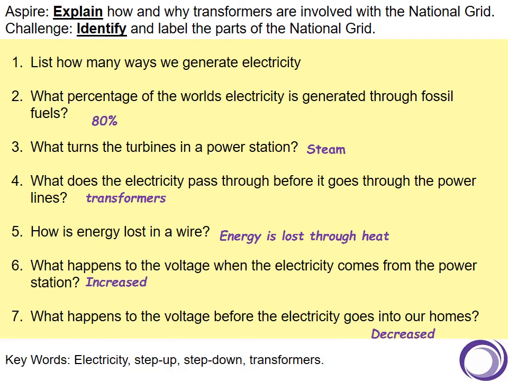Question number 6, what happens to the voltage when the electricity comes from the power station? The voltage is increased. Question 7, what happens to the voltage before the electricity goes into our homes? Well, the voltage is then decreased down to 230 to 240 volts.